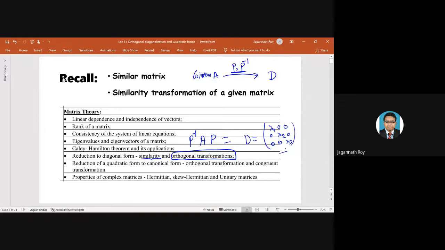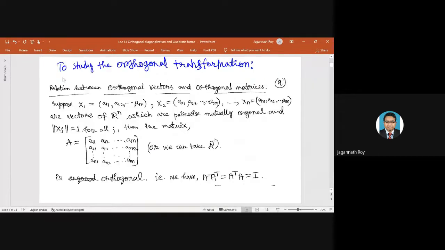Now this orthogonal diagonalization, for that we have to recall what is an orthogonal matrix. So for an orthogonal matrix, we know that A transpose A equals I. That means here A transpose equals A inverse.